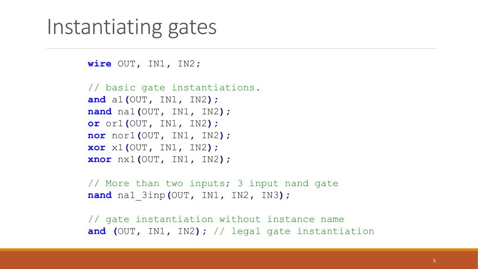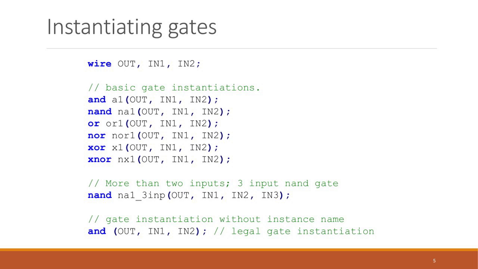Next, you can see how you can connect more than two inputs to a gate. The example is about a 3-input NAND gate, and still you need to connect the output first. That is common to all types of gate instantiations. The output wire should be connected first, and then you should connect all the inputs. Here in1, in2, in3 are connected after the output wire out.